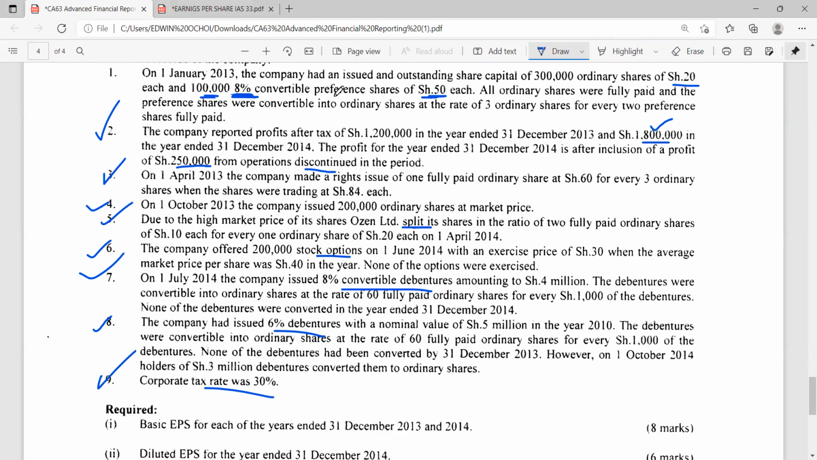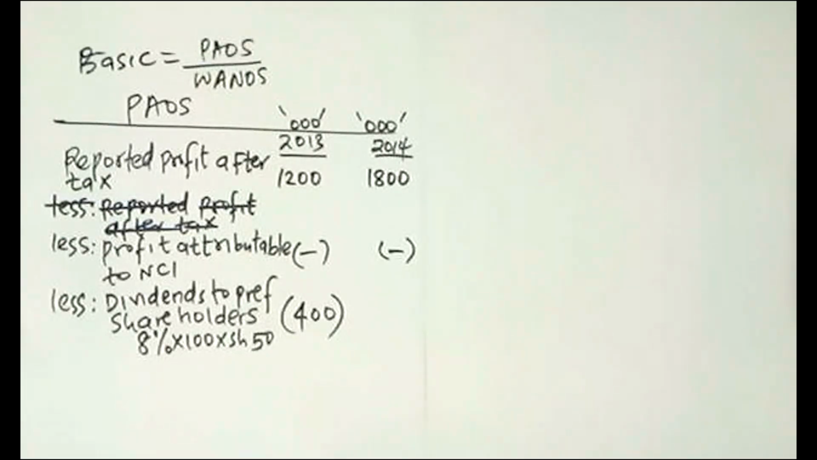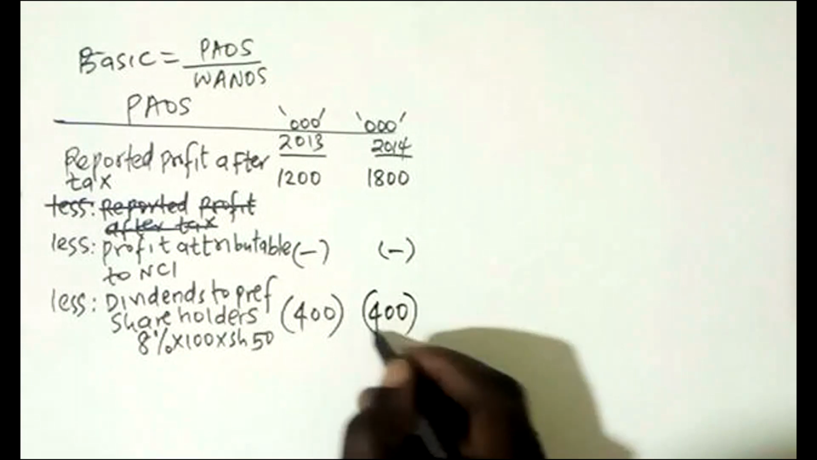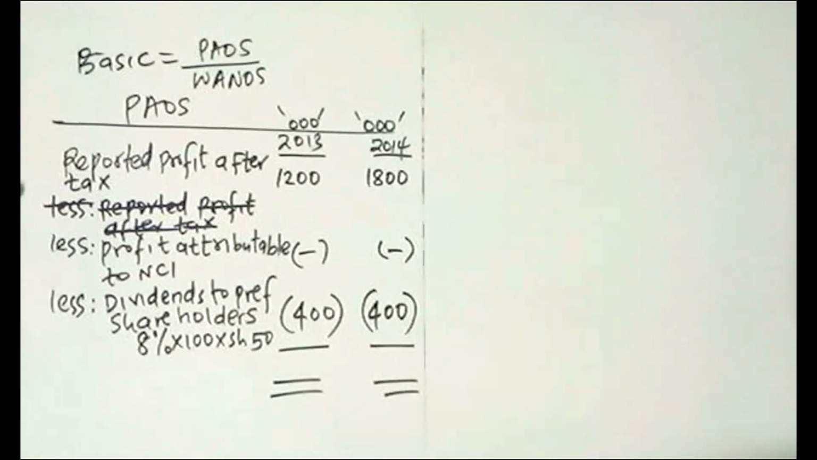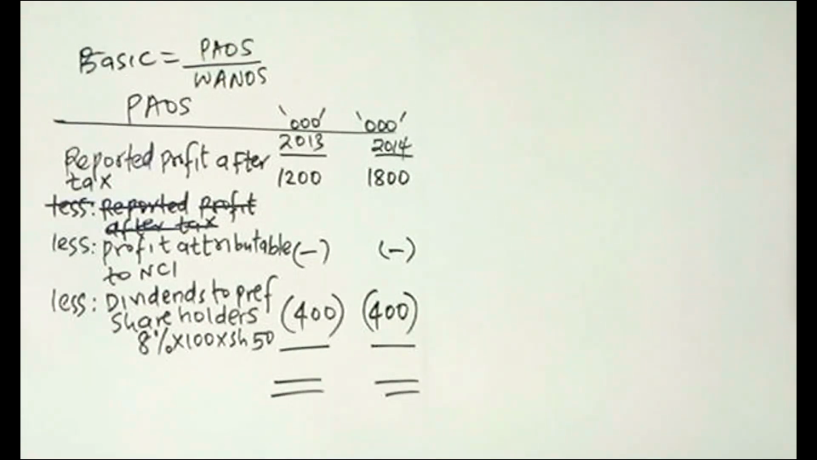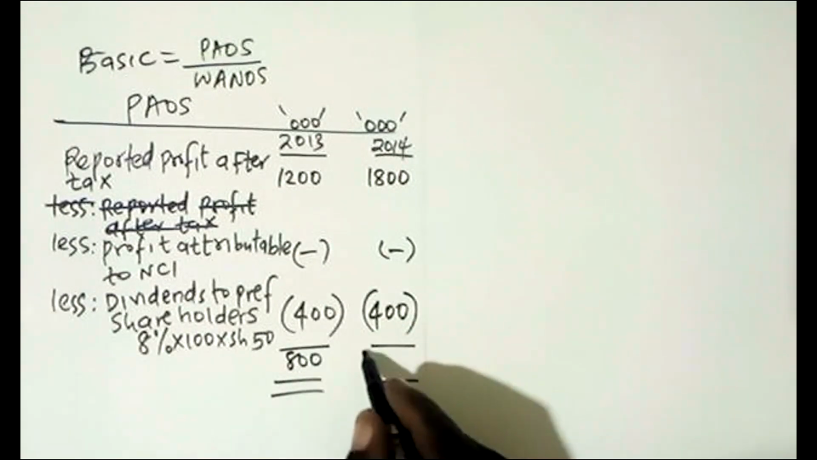So which means that the same shareholders who were in 2013 are the same people who will be in 2014. The same providers of capital, that is the preference shareholders who were in the year 2013, will be the same people in the year 2014 being paid the same value of dividends at 8%. So up to that point, we are done with the profit attributable to ordinary shareholders, of which the first one will be 800 and the second one would be 1400.